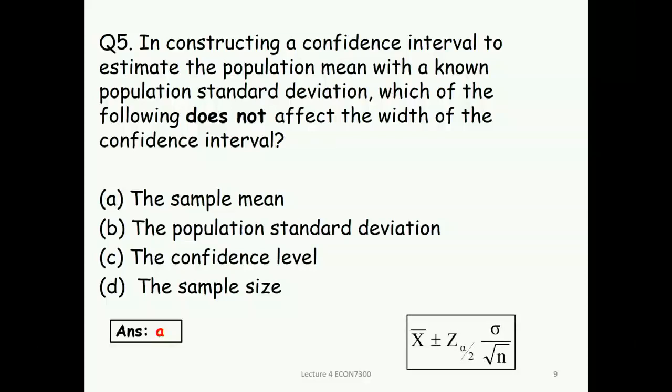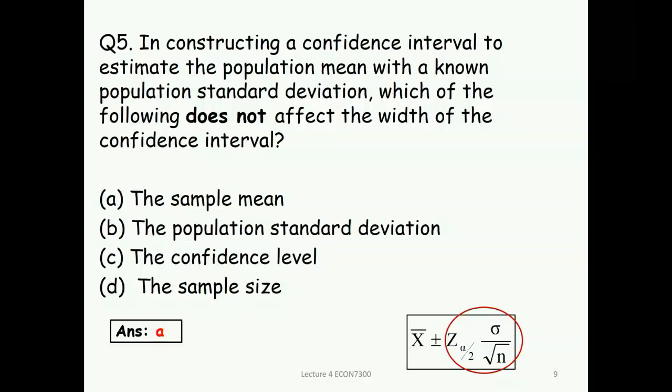The width would be determined by the plus and minus. It doesn't matter what this is, it could be 10, it could be 20, but the width, how far you go negative, how far you go positive, will be determined by all these factors. So these are the determining factors: the critical value, the population standard deviation, the sample size. This X doesn't matter, because the width means the plus and the minus are the important parts.